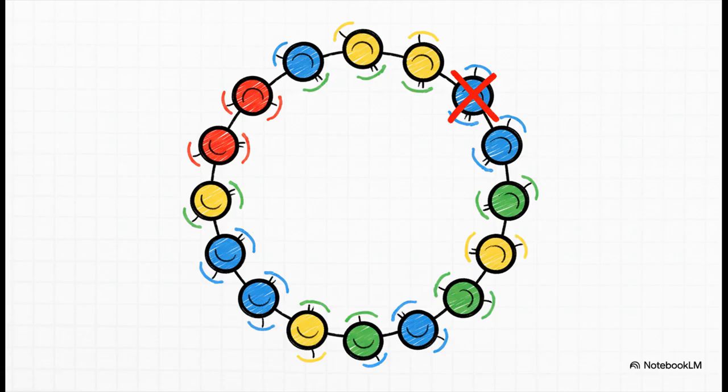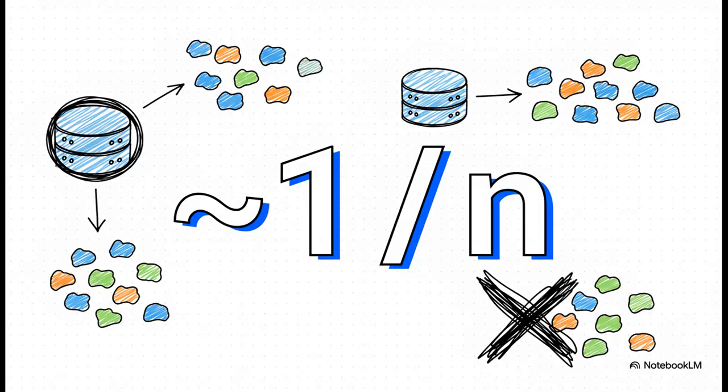No catastrophic reshuffling. And this minimal disruption isn't just a feeling, we can actually quantify it. When you add or remove one server in a system with n servers, you only need to remap about 1/n of the keys. So think about it. If you go from 100 to 101 servers, only about 1% of your data needs to move. It's a world away from that everything-moves catastrophe we saw with the modulo method.